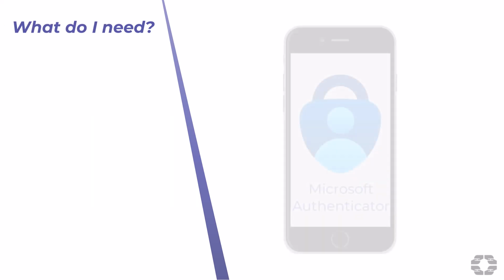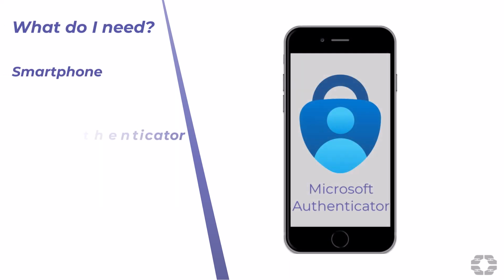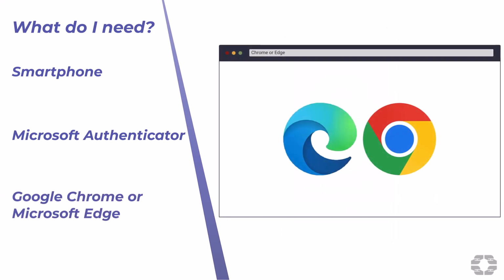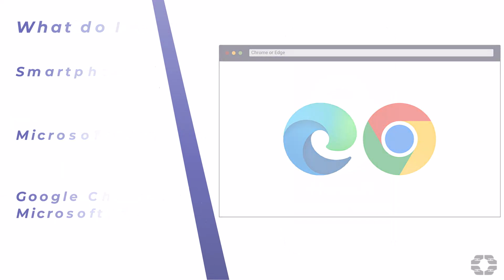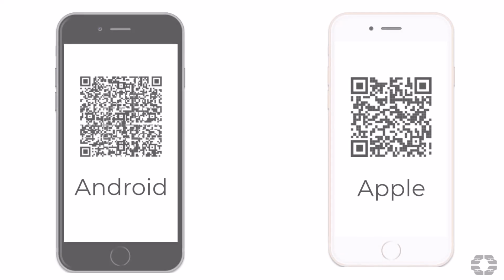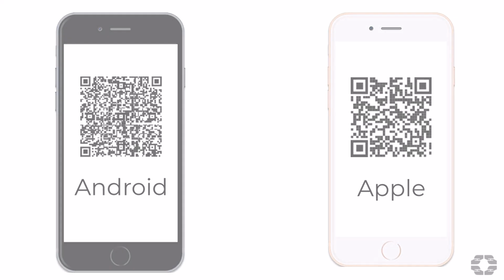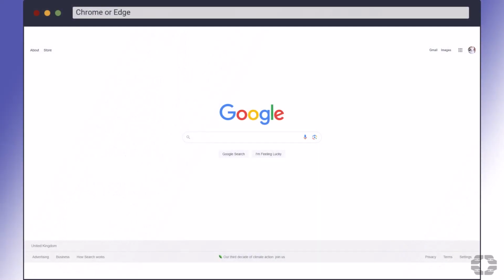To get started, we'll need a smartphone, the Microsoft Authenticator app, and a modern web browser like Google Chrome or Microsoft Edge. Take a moment to pause the video now and download the Authenticator app by using the QR code on screen. Great! Now that you're ready to go, let's dive in by opening the web browser.